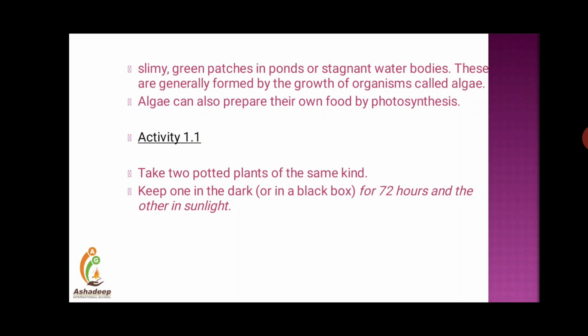Some green patches, slimy patches are present in ponds, lakes, and other water bodies. These are generally formed by the growth of organisms called algae. Algae can also prepare their own food by photosynthesis. There are different types of algae like red algae, brown algae, and blue-green algae.